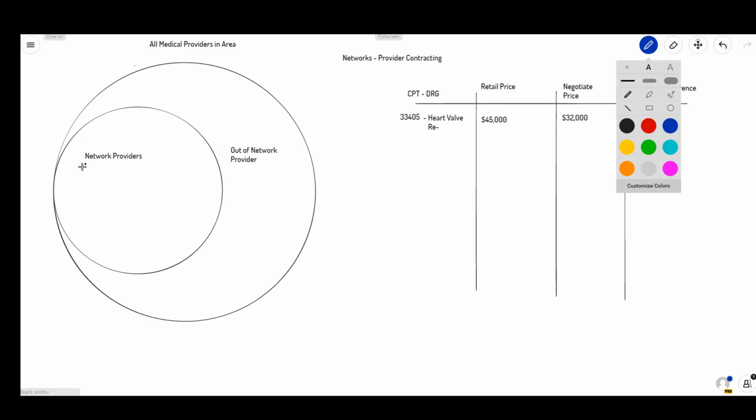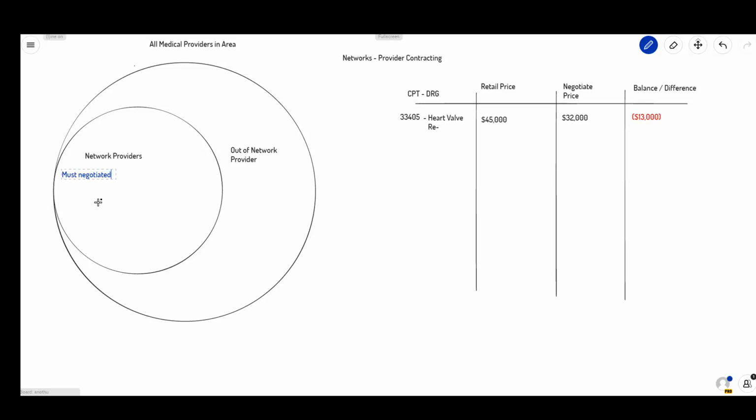So what's the significance of this? Well, it's as simple as this. For in-network providers, they have to accept the negotiated price as full payment. So when the insurance company says that we negotiated $32,000, that doesn't necessarily mean this is how much the insurance company will pay in total dollars. It means this is how much we will construct our planned benefit around. So when the member gets their benefits, and we'll cover that in the next video, that benefit is going to be paid on the $32,000.